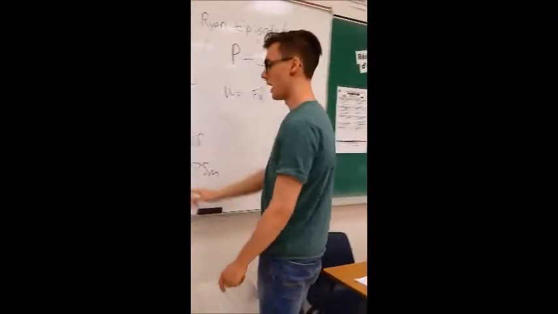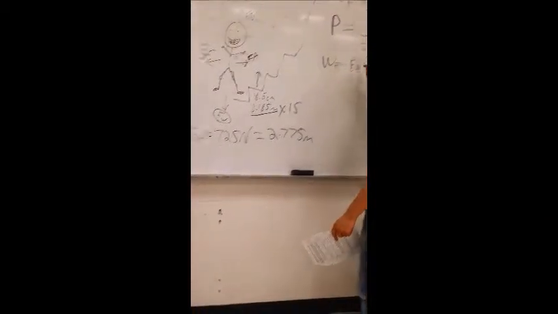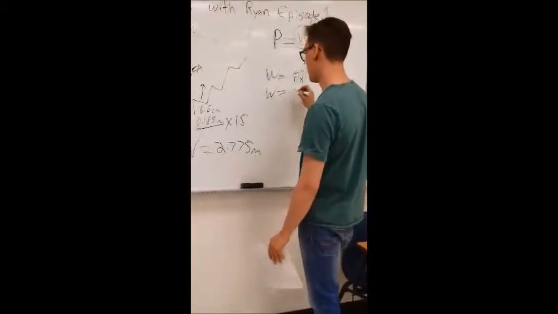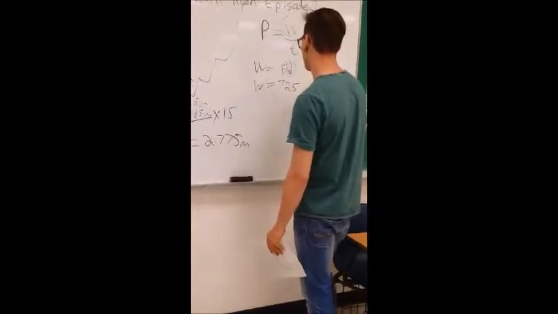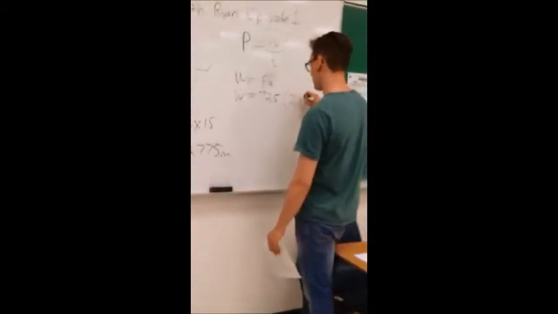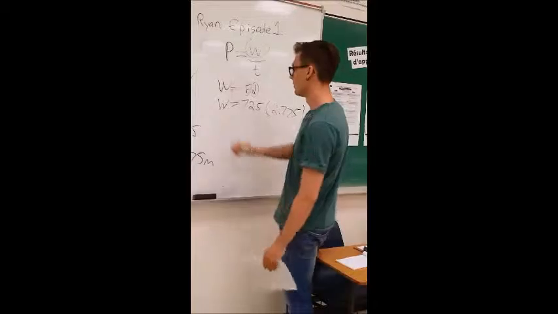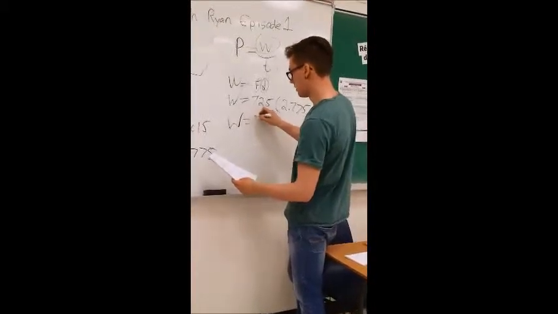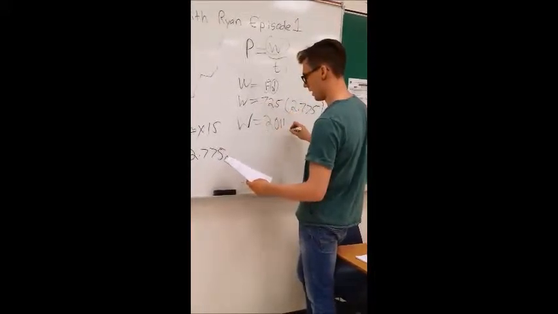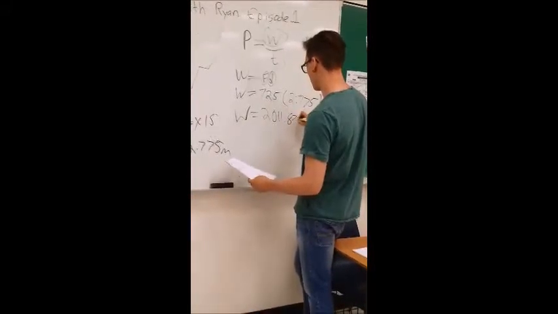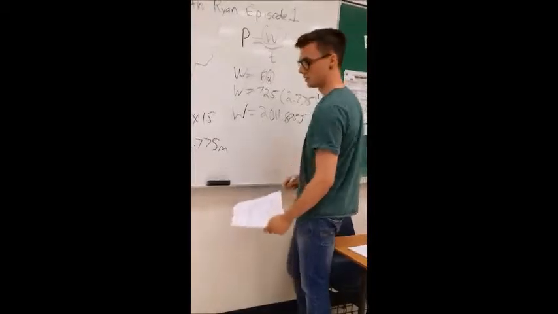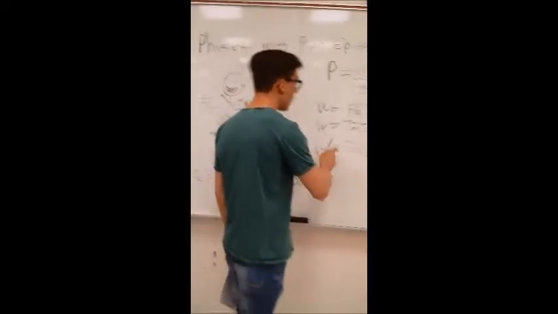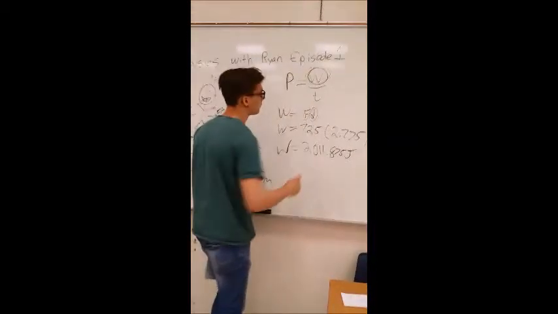So, we have our force, and we have our distance, which means we can find work now. So work is equal to 725 times 2.775, which means work is equal to 2,011.875 joules. Okay, so now we have our work. We got that all covered.